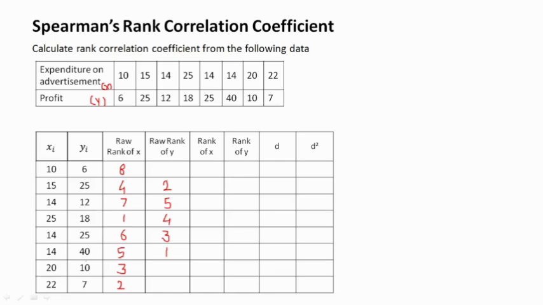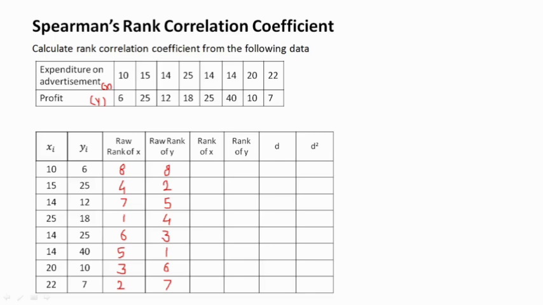So after 12, the next highest value is 10. Its rank is 6. After that 7, the rank of the 7 value is 7 and the rank of the 6 value is 8. So in this way, first you have to complete the raw ranking.